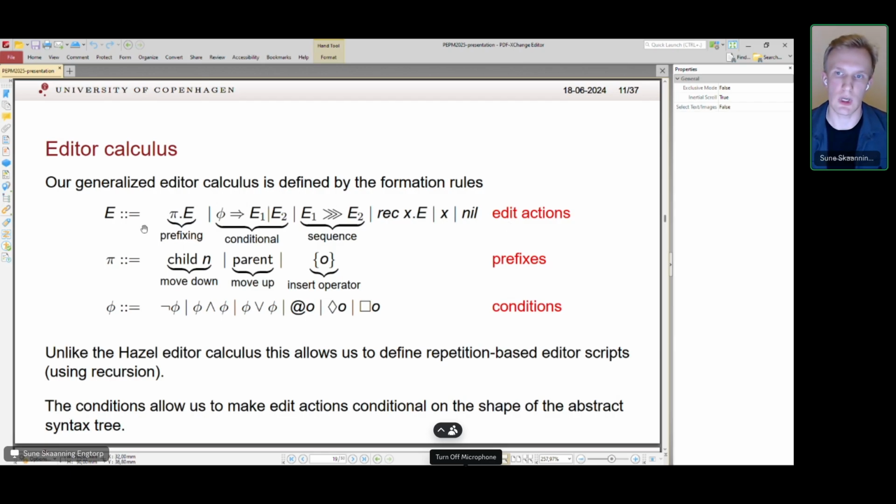First of all, we have the edit actions, where we have the prefixing, where the prefix pi can either be the child n operator, which moves the cursor down a level to the nth child, or we can move the cursor up to the parent, or we can insert an operator.